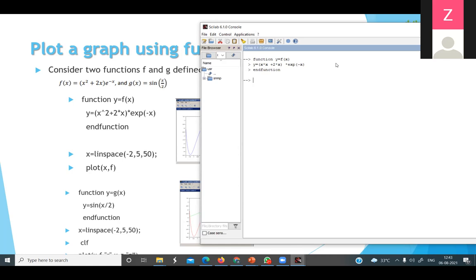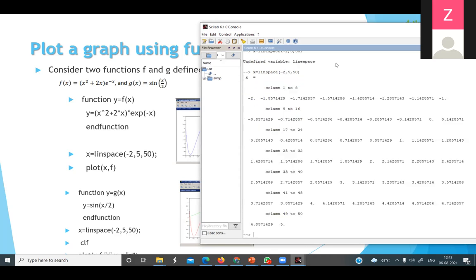And what are the values of x? Let's say the value of x varies from minus 2 to 50 with a stepping of 5. Once x is defined, I can plot the values between x and f.